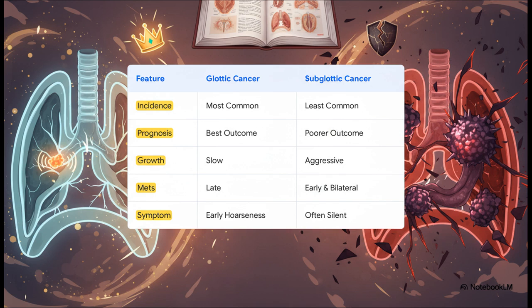Then you have subglottic cancer, which is the complete opposite. It's the least common, it's way more aggressive, it's often silent until it's too late, and it frequently shows up with bilateral nodal disease, even mediastinal metastasis. And yeah, that means a much poorer prognosis.